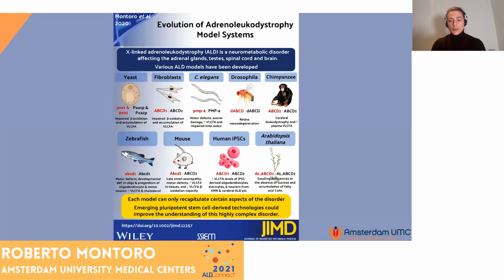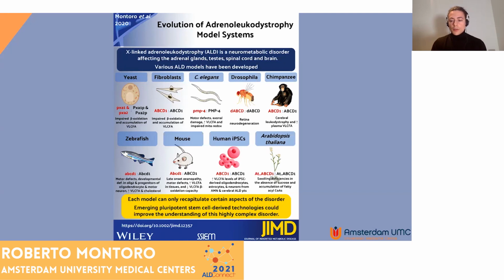To study this disorder, many different models have been generated. Recently we went through all the literature on the models and published a review that you can have a longer look at. But today I just want to say that we've learned a lot from them and they are useful, but each of them only recapitulates one part of the disorder. In the field, we're also missing the iPSCs. Now we're starting to use iPSCs to model ALD, but very little work has been done.